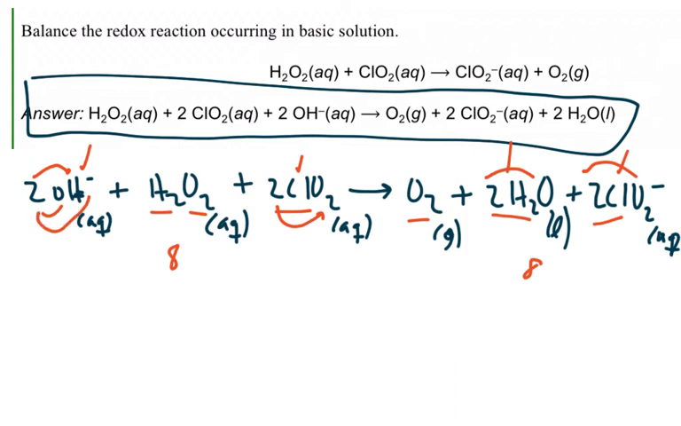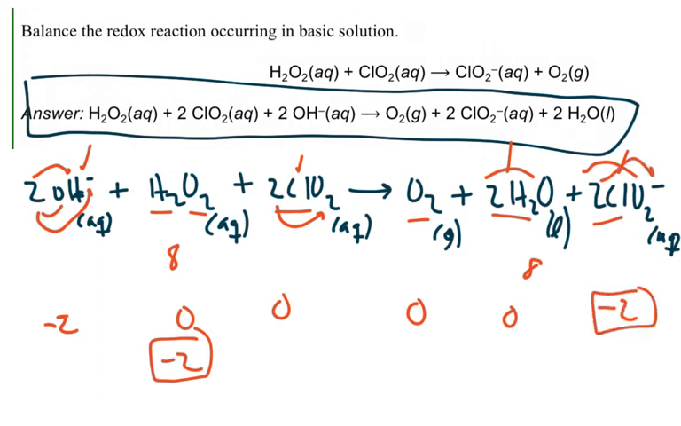There are 2 negatives here. So let's put -2. This one's neutral. This one's neutral. So this entire side is -2. This is neutral, and then 2 times -1 is -2. So both sides are -2, and that would be the correct answer to this question.